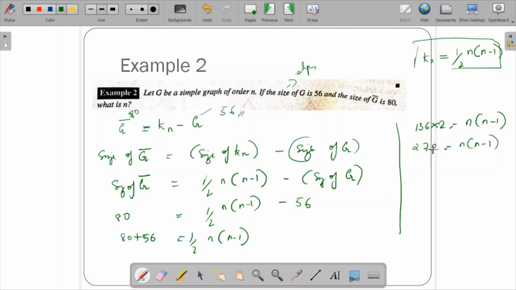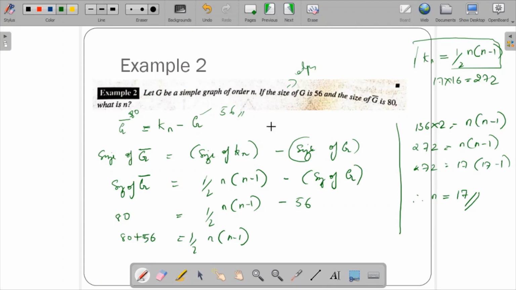So find the term which is a multiplication in terms of n into n minus 1. If we try 17 into 16, we get 272. So you can put n as 17 and 17 into 17 minus 1 gives you 272. Therefore n is equal to 17. So this is the order of G.